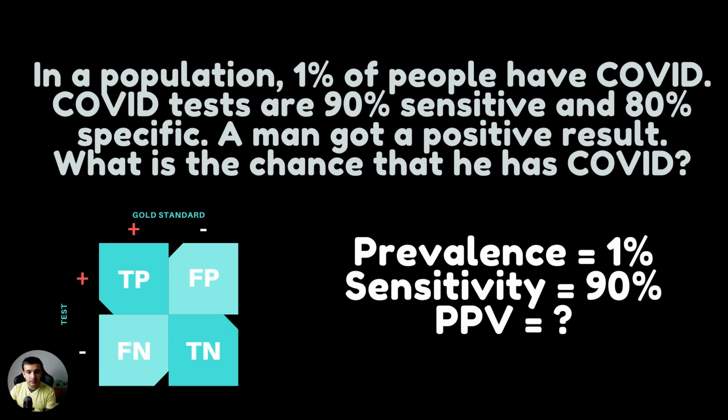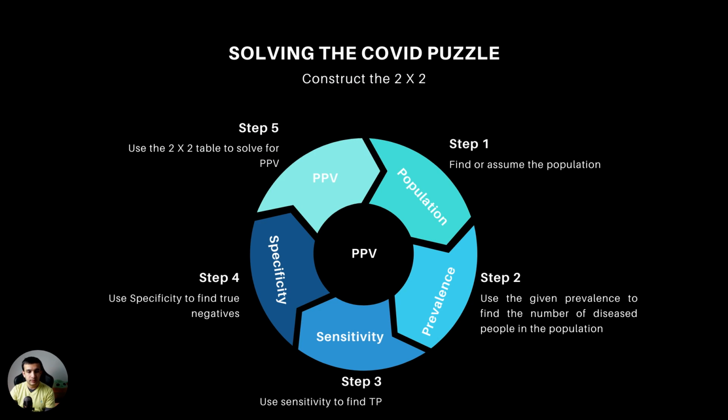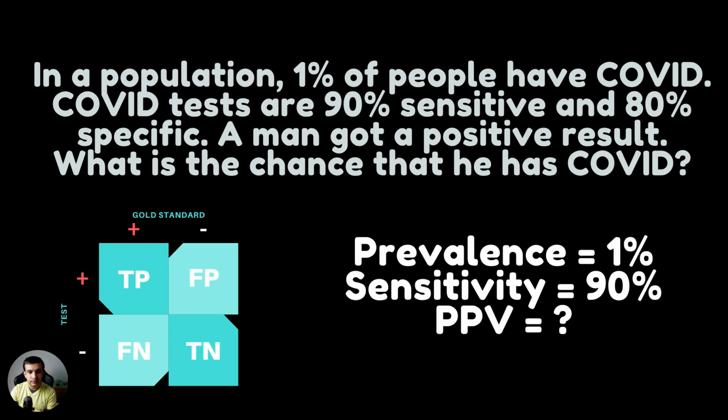So the question was in a population of a certain number of people, and the question does not give that, 1% of people have COVID. COVID tests are 90% sensitive, 80% specific. A man got a positive test result. So what are the chances he has COVID? First, the man already got the test result.